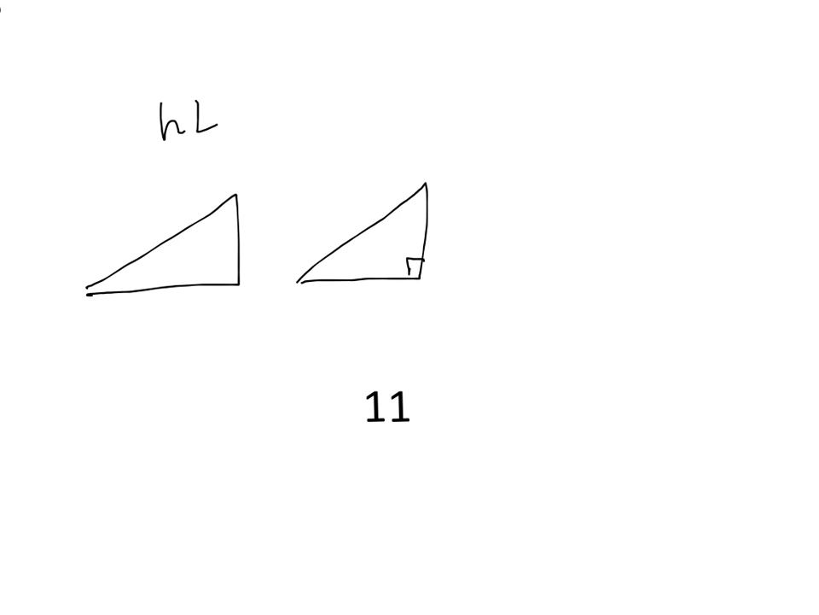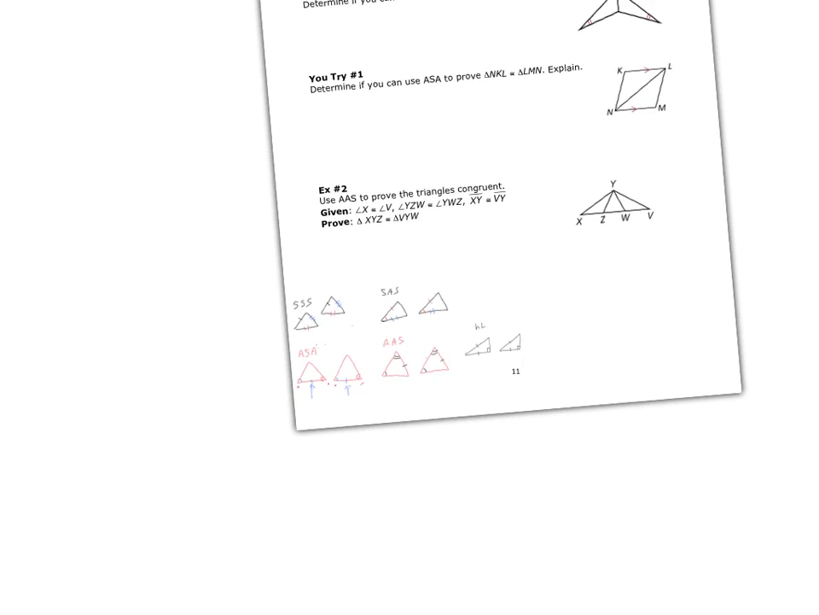Okay, and the last one is called HL, or hypotenuse leg. Okay, and what hypotenuse leg says is that two triangles are congruent. Let's go ahead and draw your triangles. If they have right angles, they have congruent hypotenuses, and they have one set of congruent sides somewhere else. So it could be here, or it could be another leg. So they have to have a congruent hypotenuse, and they have to have one other congruent set of sides.